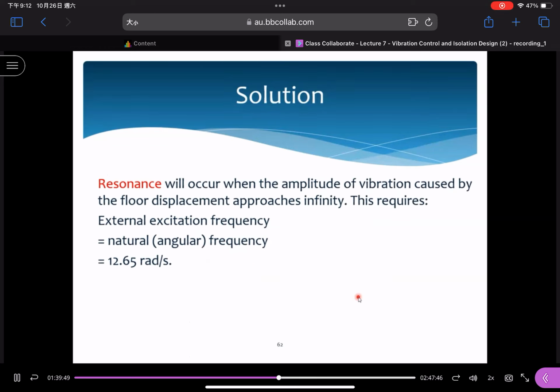We still have the second question in this problem: what is the resonance frequency? The resonance frequency is exactly equal to the natural frequency. In this case, it is equal to 12.65 radian per second. So that's why this is the answer. We do not need to calculate again.